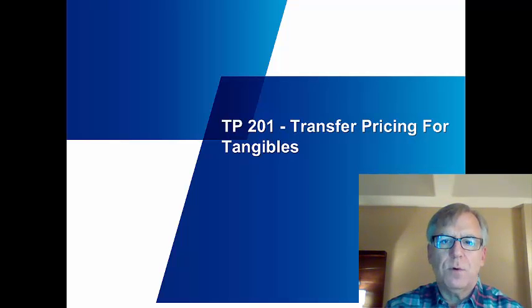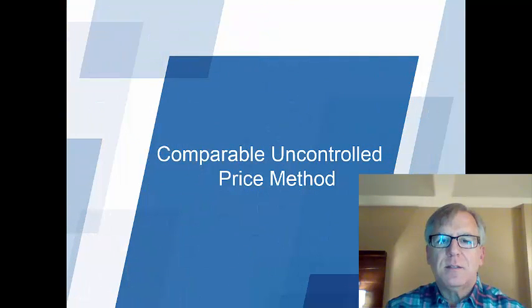to transfer pricing for tangible goods. In this particular series, we're talking about various different methods for determining the transfer price between related parties when their transaction is the sale of a tangible good. Specifically, in this video, we're talking about the comparable uncontrolled price method. In previous videos, we've talked about using an internal price and also an external price source to come up with the pricing in this transaction.